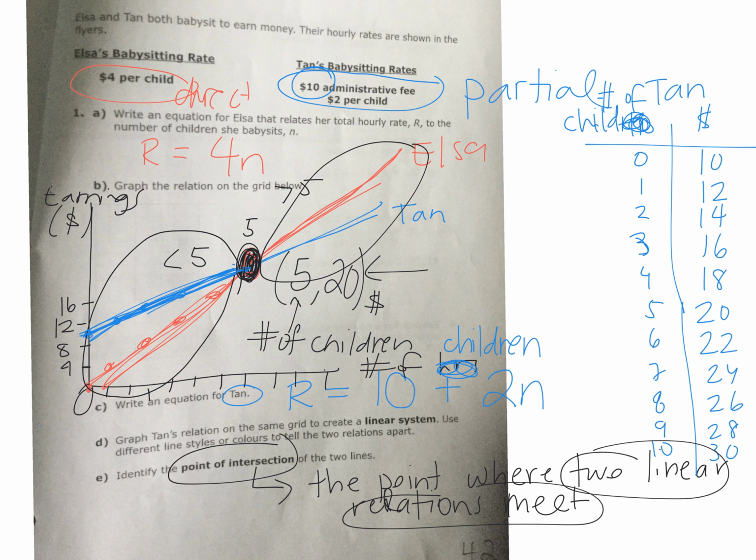Which line is higher? Blue or red? Blue. Who's blue? Tan. Tan is higher, which means she's charging more. So if you were to hire them, who would you choose for less than 5 people? Tan or Elsa? You want to pay more? You want to pay less, so you would choose Elsa.